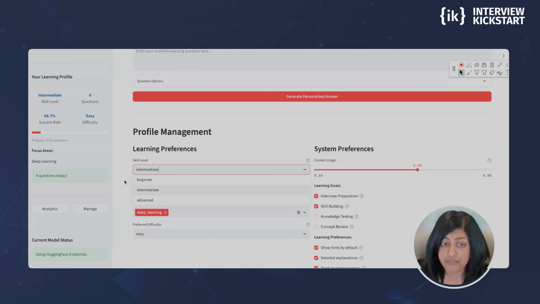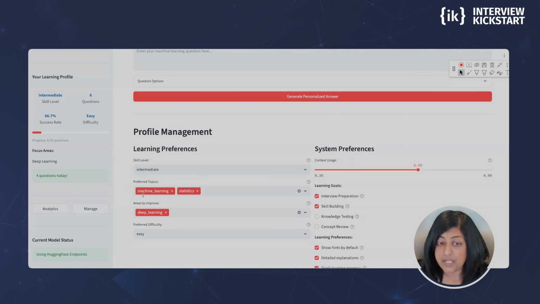practice with MLM. They're going to start off as perhaps a beginner, right? And they set their preferred topics. Perhaps these are the areas that they've already mastered, and this is basically used to help build confidence: machine learning and statistics. Now, the areas to improve on, it could be deep learning.